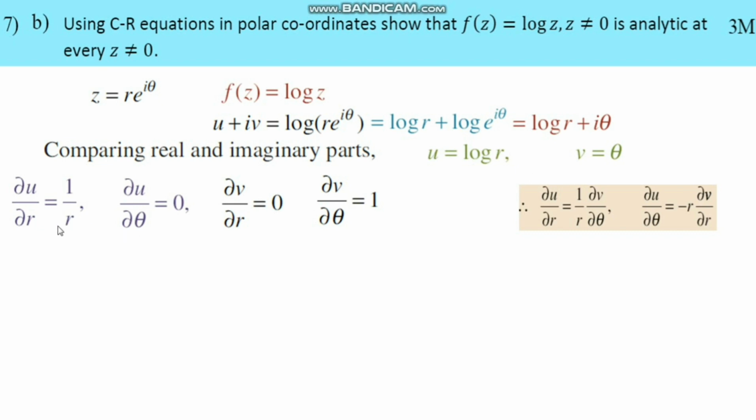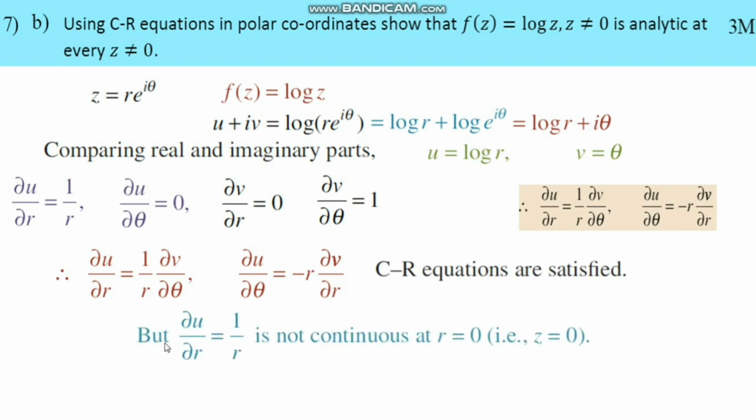Let us verify whether these conditions are satisfied or not. Dou u by dou r is 1 by r. When we multiply dou v by dou theta by 1 by r, we get 1 by r, therefore the first condition is satisfied. Similarly, dou u by dou theta equals 0, and when we multiply dou v by dou r by negative r, again we get 0. Therefore, dou u by dou theta equals negative r dou v by dou r. Both Cauchy-Riemann conditions are satisfied.